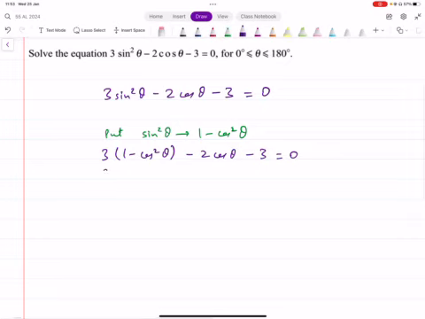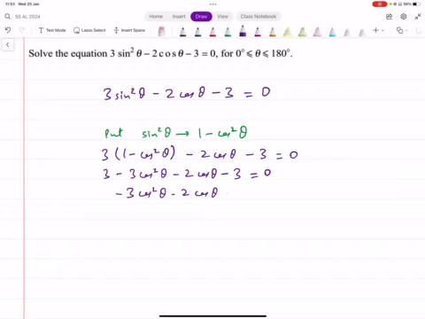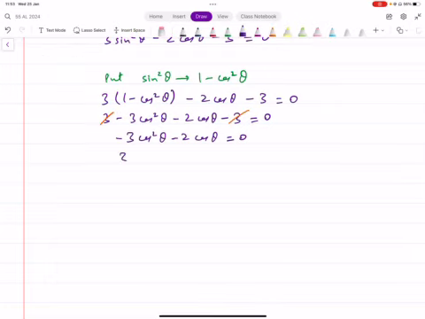Let's simplify this. This gives us 3 minus 3 cos square theta minus 2 cos theta minus 3 equals 0. If we were to simplify this, this becomes minus 3 cos square theta minus 2 cos theta equals 0. 3 and 3 get cancelled. Now we can get rid of the negative sign as well. That gives us this. What do we do now?